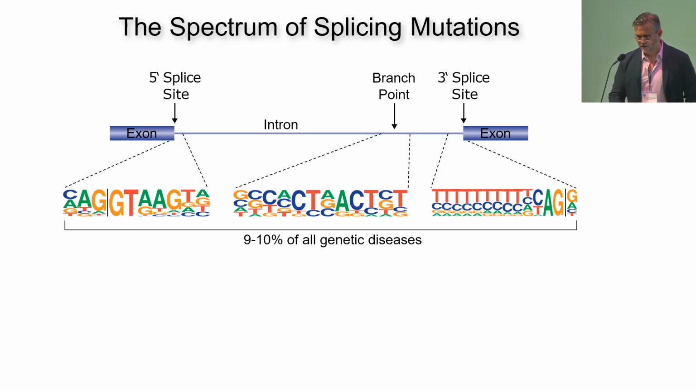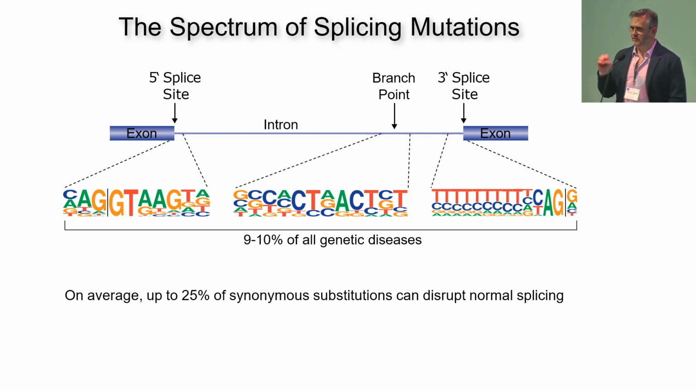disease in humans. This is a typical exon and intron here. The sequences I've highlighted are what we call the consensus splice site sequences, the sequences that direct the splicing process. It turns out that 9 to 10% of all genetic diseases are caused by mutations in one of these splice sites, so they affect almost every different type of genetic disease.